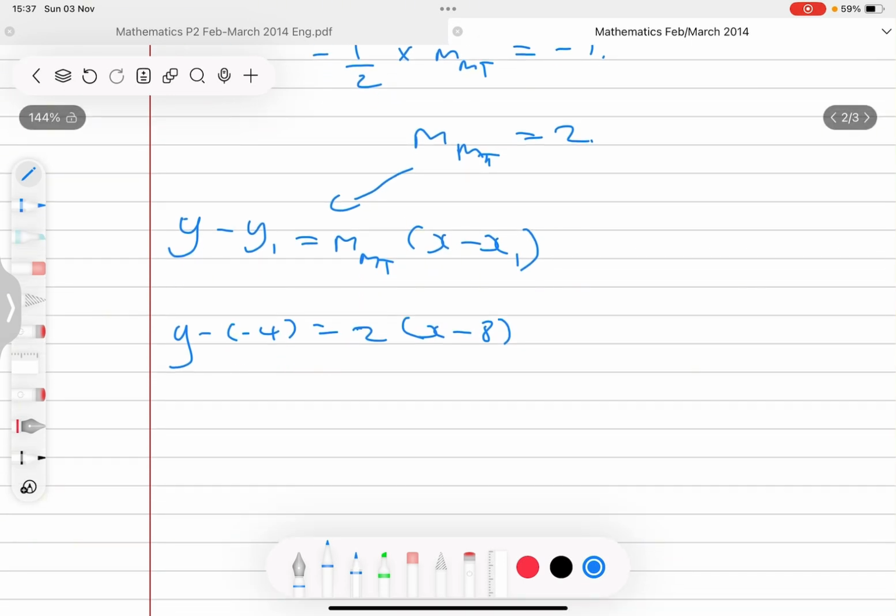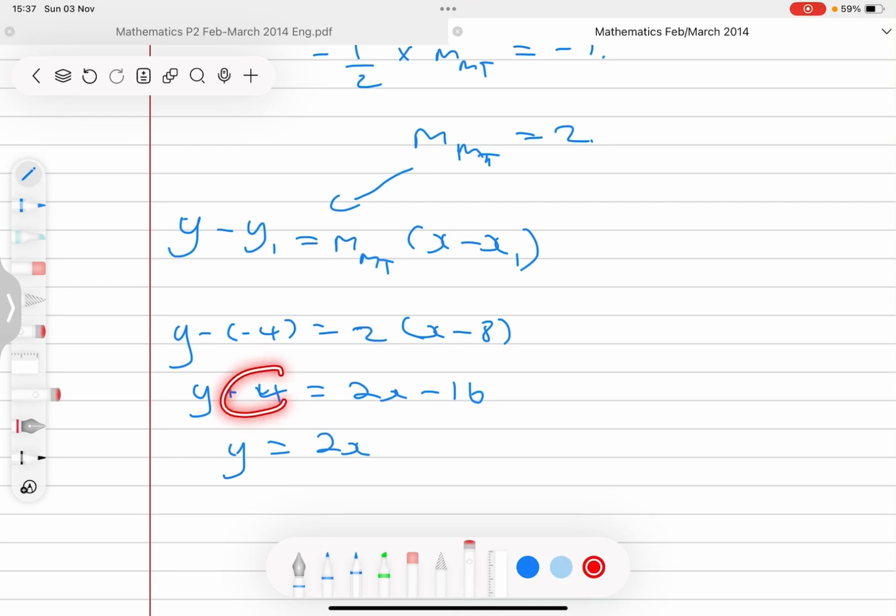Now this will give me y plus 4 is equal to 2x minus 16. So y is equal to 2x. When we take this guy to this side, it's going to be -16 minus 4, right?